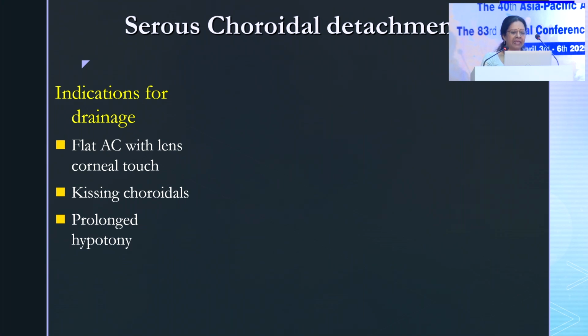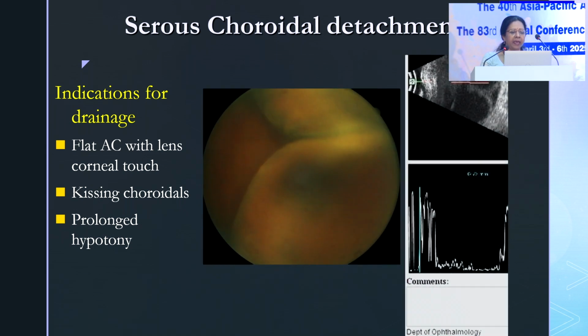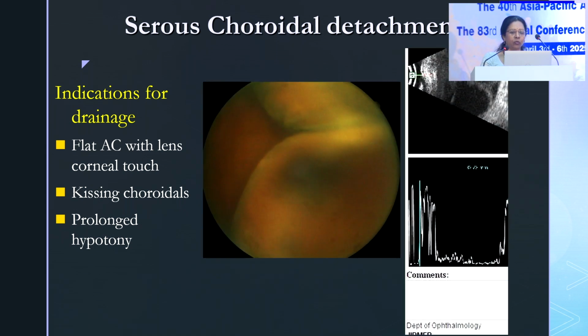If it's a flat AC with lenticular corneal touch or IOL corneal touch, and kissing choroidals are there, and if the hypotony is prolonged, more than a week of hypotony, and the chamber is remaining shallow and IOP is very low, then you can consider it.